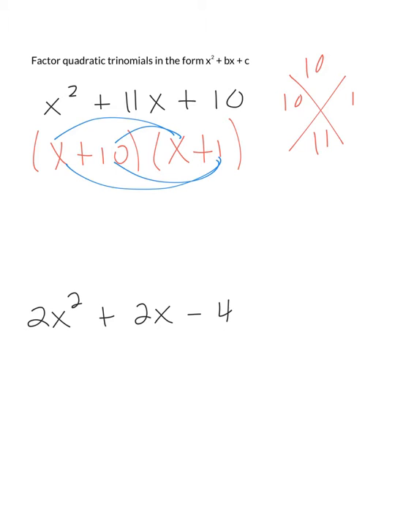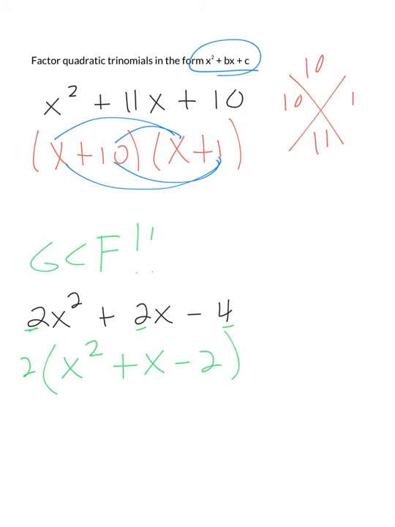Now this one down here, it's not in the form x squared plus bx plus c, but remember, the first thing that you're going to look for is the GCF. And you can pull out a greatest common factor of 2. So we end up with x squared plus x minus 2. Now, looking at this one, you have to still think, can I break this down? Let's see. We have negative 2 and 1.